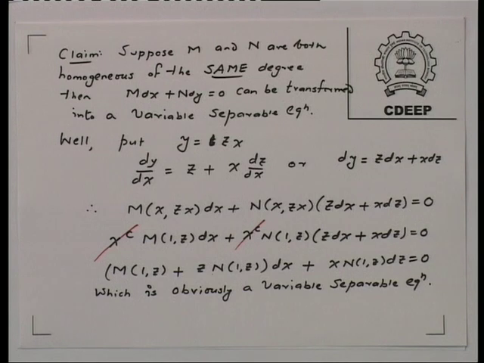Okay, so let us now stick to the simplest type of symmetry, the scaling symmetry, namely x is replaced by tx and y is replaced by ty, and a t to the power c comes out, and M and N are homogeneous of the same degree. Let us just stick to this simple example. And then what do we see? Suppose M and N are homogeneous of the same degree, then the differential equation M dx plus N dy equal to 0 can be transformed into a variable separable equation.